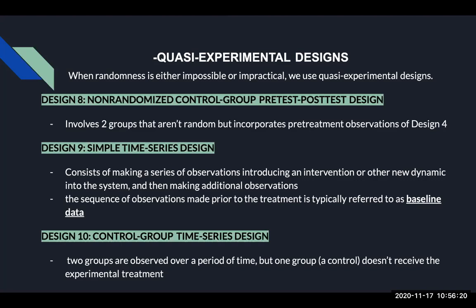Design 9, simple time series design. This one consists of making a series of observations, introducing an intervention or other new dynamic into the system, and then making additional observations. The sequence of observations made prior to the treatment is typically referred to as baseline data. Design 10, control time series design. In this one, 2 groups are observed over a period of time, but one group, the control group, doesn't receive the experimental treatment.